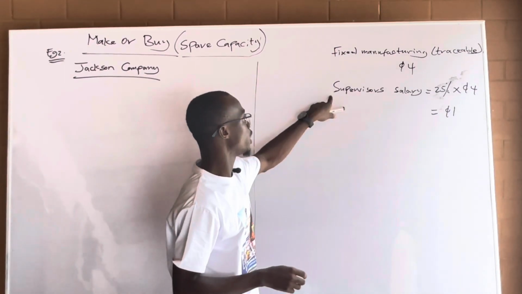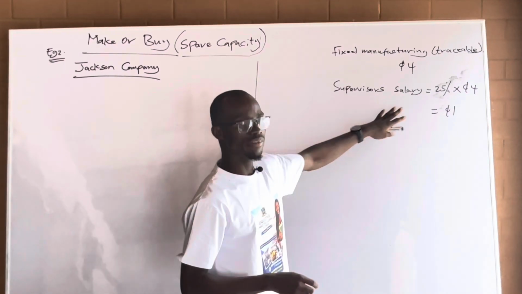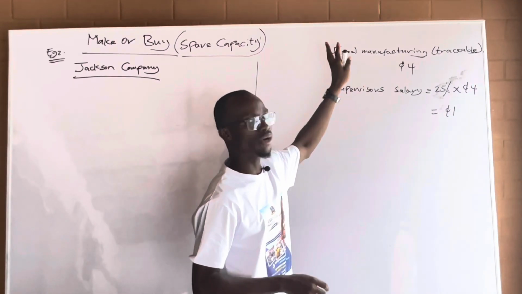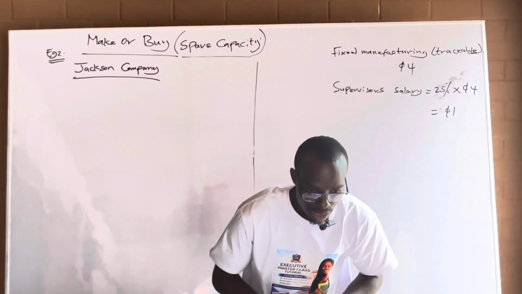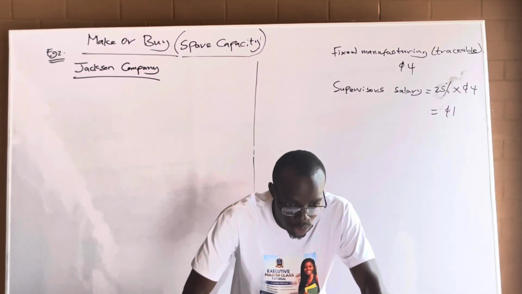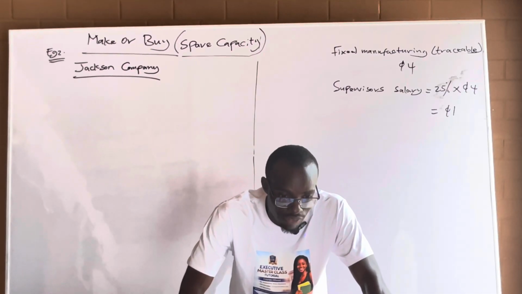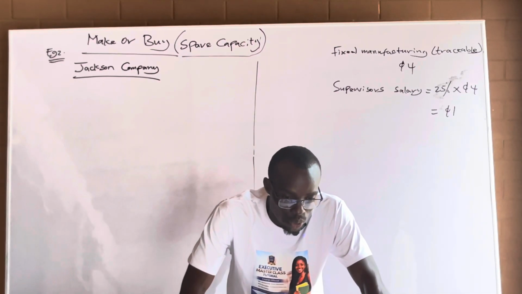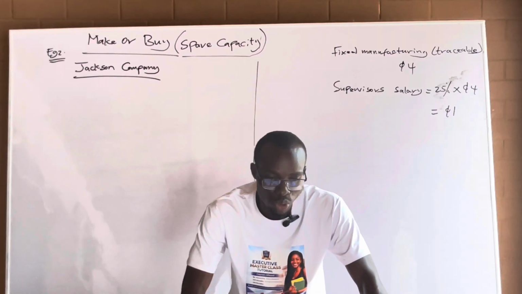So this one will be part of the calculation that we can include when taking out our relevant cost. But of the 4 cedis, 3 cedis is depreciation, and depreciation is not a relevant cost. The question also says that the special equipment has no realizable resale value, and the special equipment does not wear out through use.